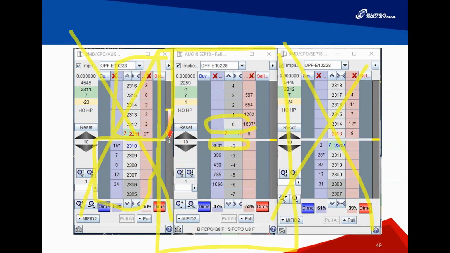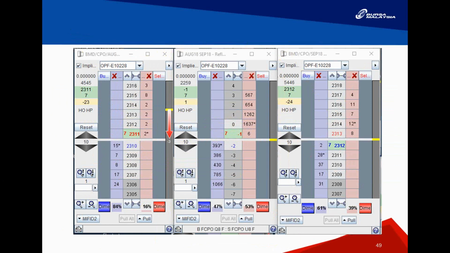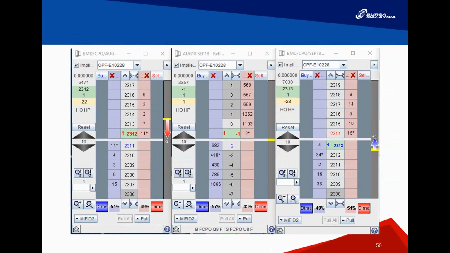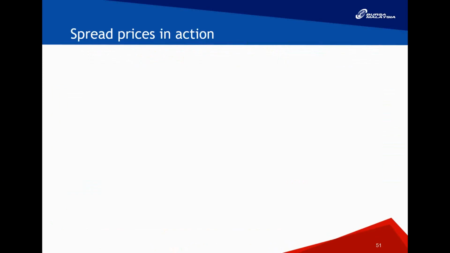So take a look at another screen. Okay, let me show you. So this is another example. It's actually trading at the same level, but the spread actually remains, with a lot of orders parked. You can see thousands of contracts or lots parked there. So let me show you some prices where the spread is in action.